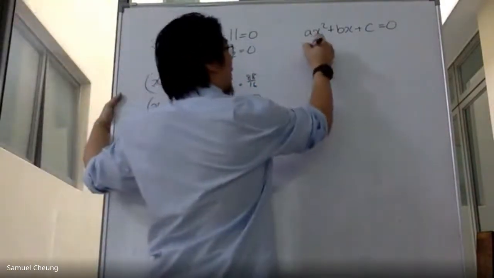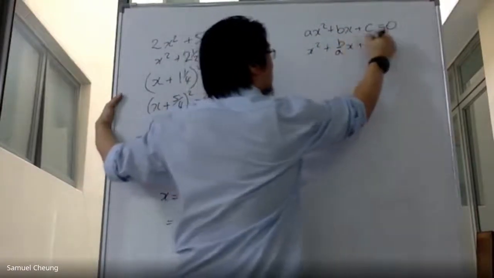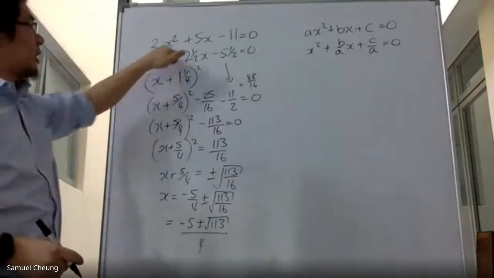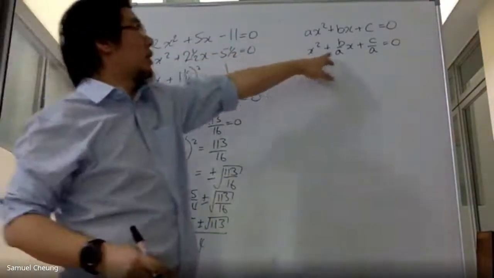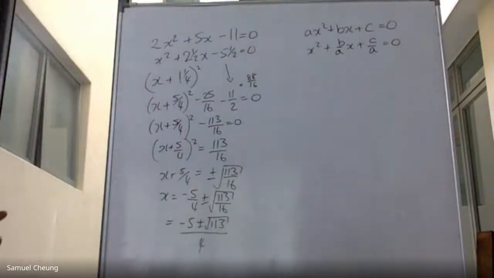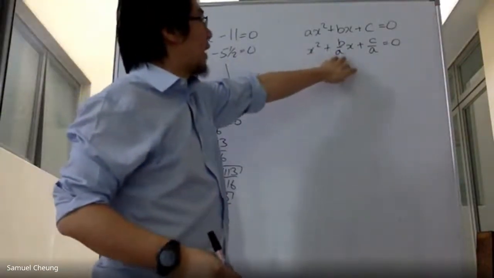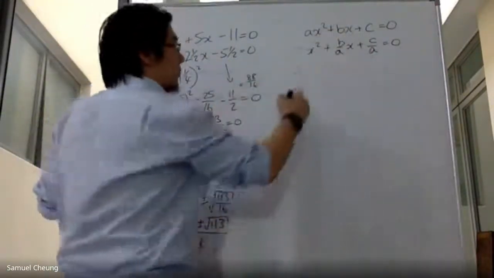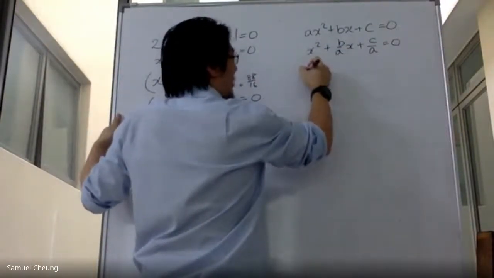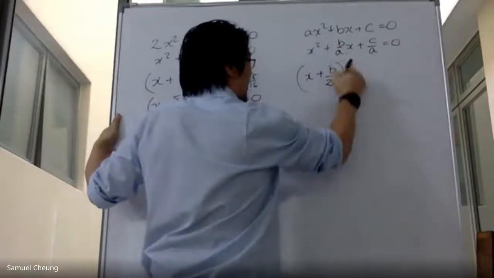So we get x squared plus b over a x plus c over a is equal to 0. I divided each of the bits by 2 here, and here I divided each of them by a, and that leaves us with an x squared. What's the next step? Well, the next step is I take the coefficient of x and divide it by 2. Remember, when you divide a fraction by 2, it's the same as putting an extra 2 on the bottom.